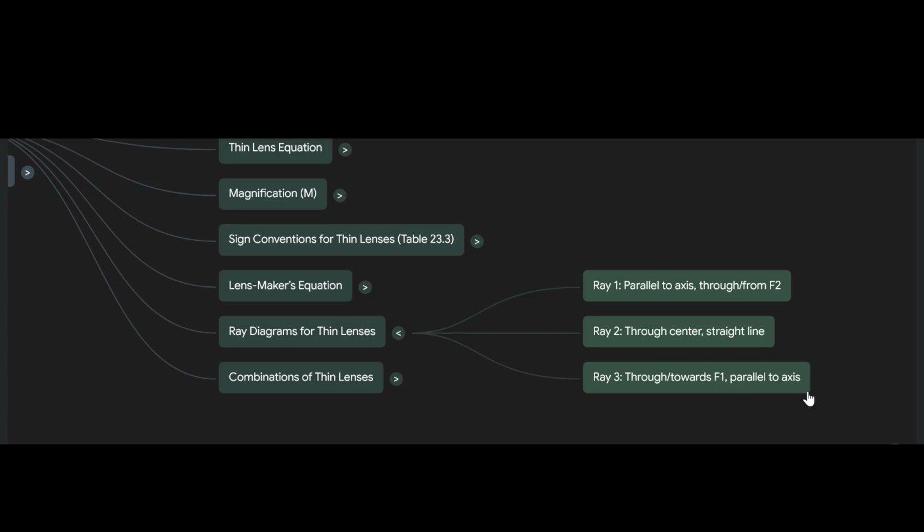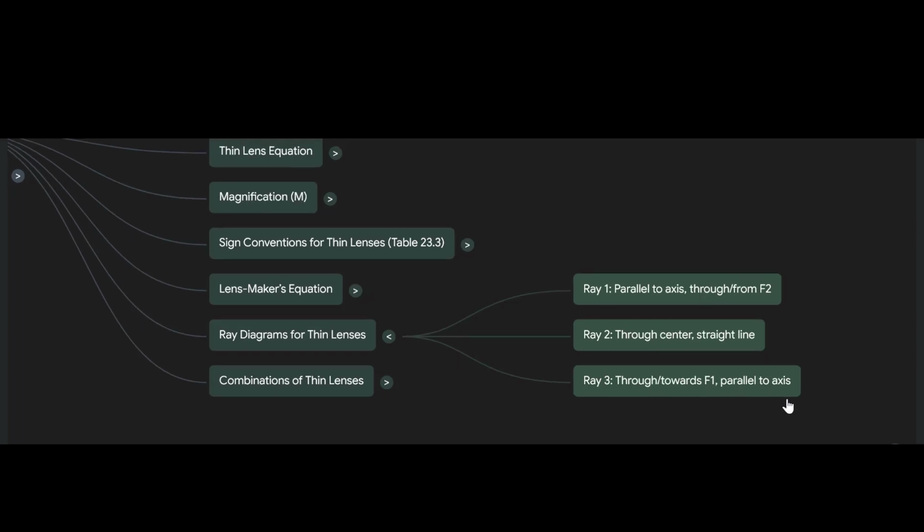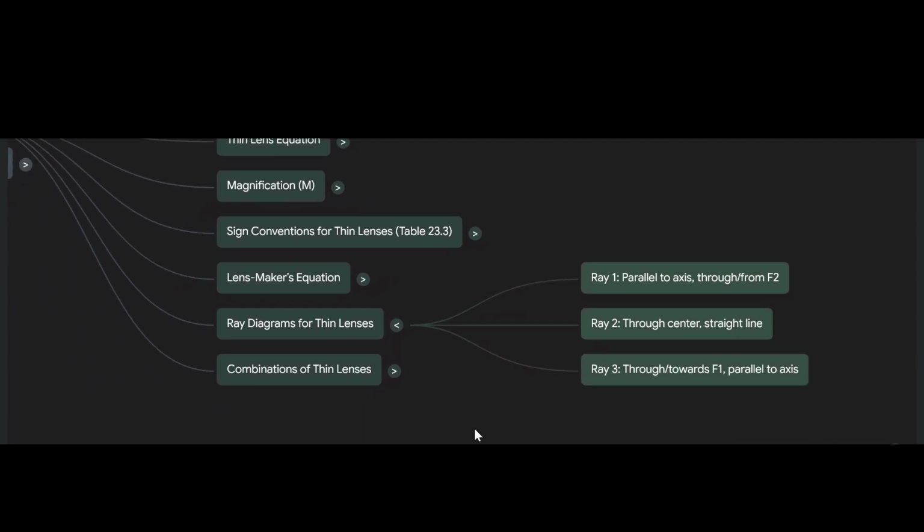Through near focus, comes out parallel. Okay, the reverse of the first one. Exactly. Where these 3 rays, or sometimes their extensions, if it's a virtual image, intersect, that's where your image is formed. You can see its location, size, and whether it's upright or inverted.